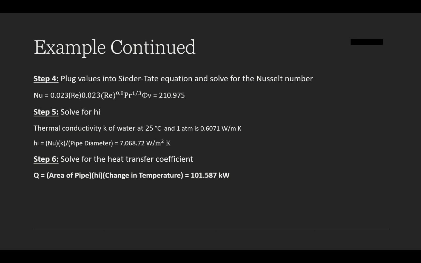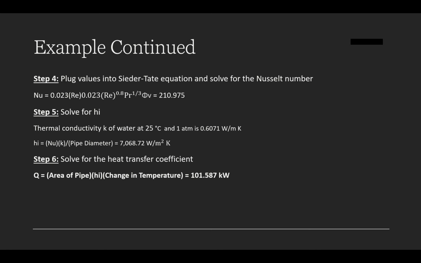Once the Nusselt number has been solved for, we can move on to step 5 where we will solve for Hi. To solve for Hi, the thermal conductivity of water at 25 degrees Celsius and 1 atm needs to be found first. This can be found on Engineering Toolbox and is equal to 0.6071 watts per meter times Kelvin. To solve for Hi, multiply the Nusselt number by thermal conductivity and then divide this value by the pipe diameter. Hi is found to equal 7068.72 watts per cubic meter times Kelvin.